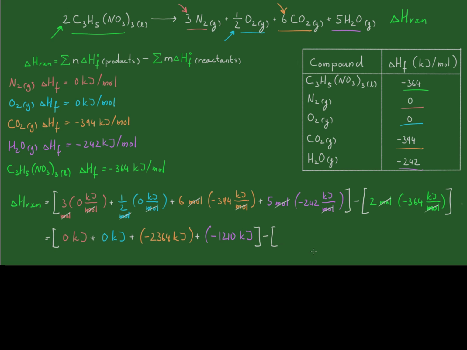Let's look at the reactants. It's 2 times 364 kilojoules. So that's 728. Oops, that is not correct. It is negative 728 kilojoules because I have multiplied 2 times negative 364.